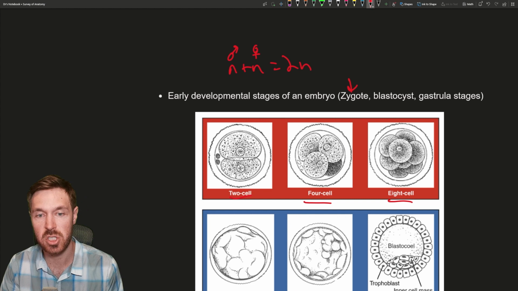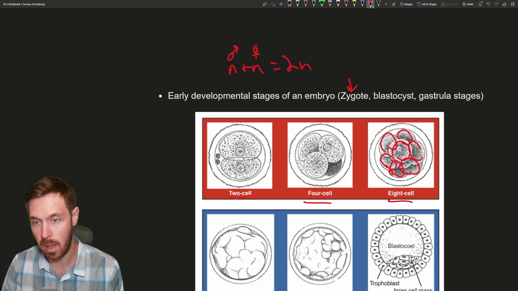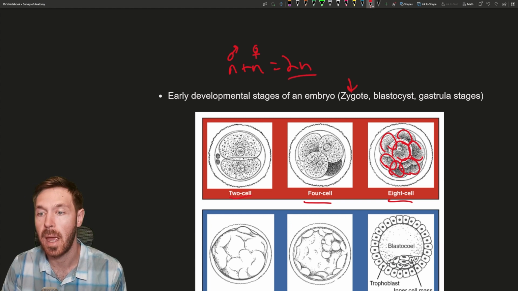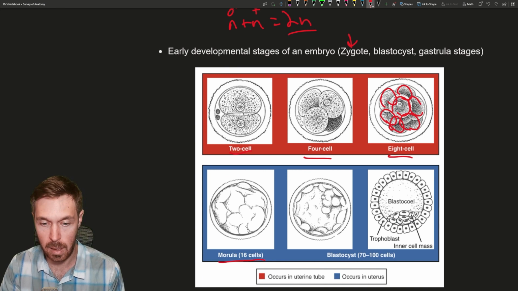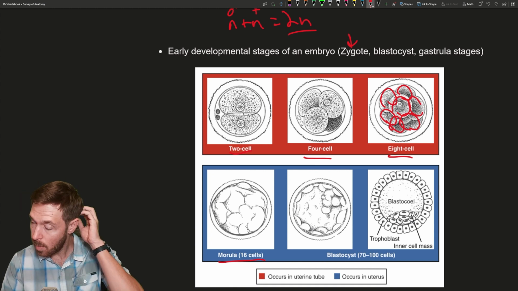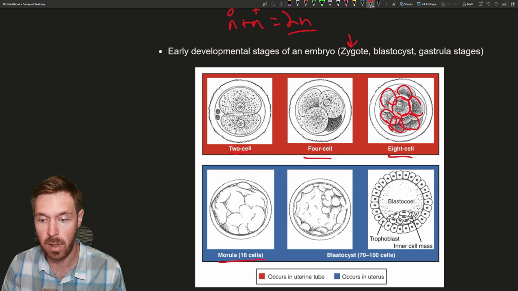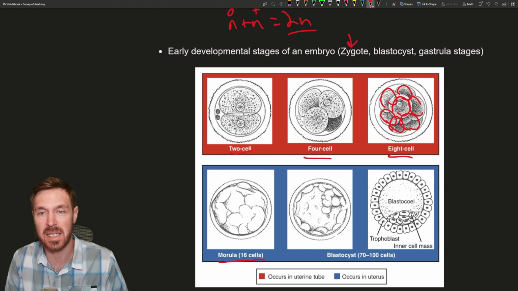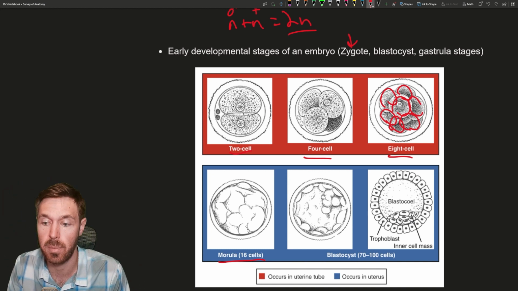The size of it doesn't change, and no implantation has occurred yet. So these cells just keep dividing, and they get smaller and smaller with each round of division. All the cells are still the same at this point. And then it becomes a mass of cells known as a morula, right here. So 16 cells that are together then. The morula then becomes what's known as a blastocyst, so 70 to 100 cells. And this is roughly within 10 days after fertilization it takes to get to this point here.